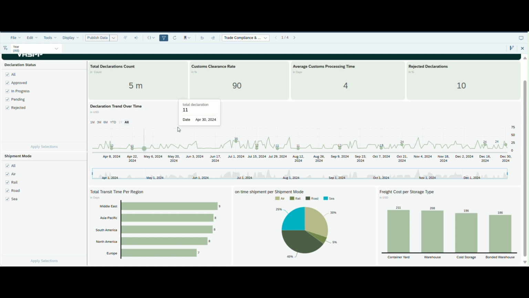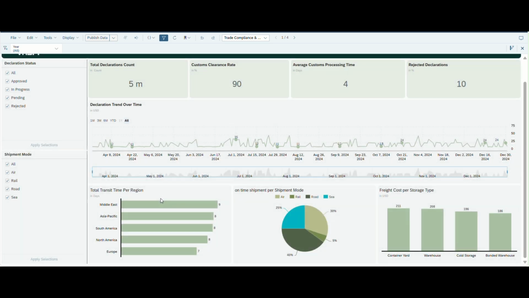Now, consider logistics performance. The total transit time per region reveals regional differences: 7 days in North America, 8 in Asia-Pacific and South America, and 9 in the Middle East. These variances point to where shipment flows are most optimized and where coordination gaps still exist.